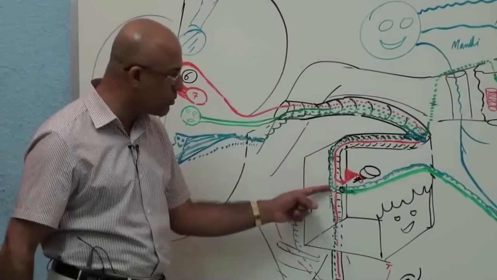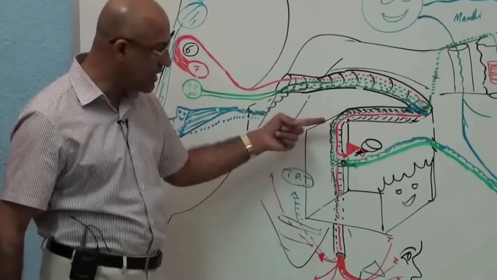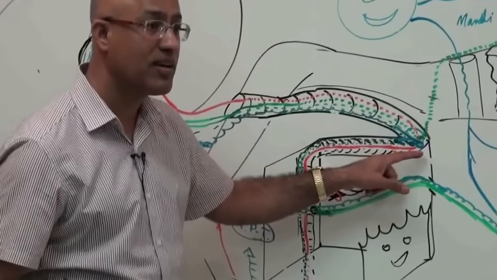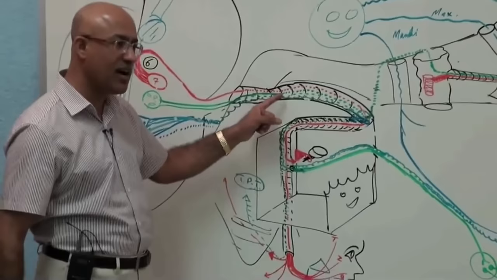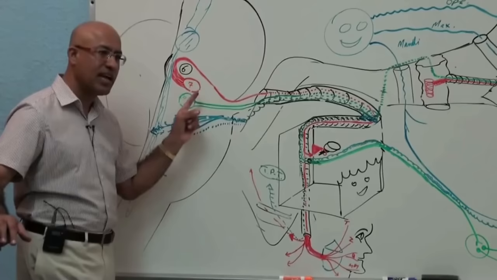Here the taste fibers move upward, right? Then they move forward into the facial, what is this? Canal. And at the geniculate ganglion they have their cell body. From this cell body, the central processes move with nervus intermedius through the internal acoustic meatus and eventually go to the brainstem and get connected to the nucleus of tractus solitarius.